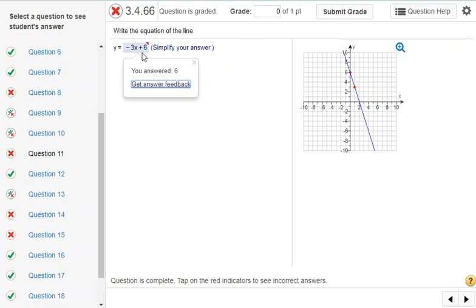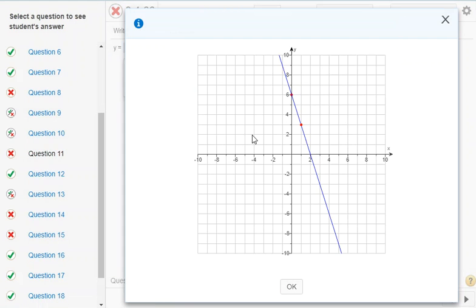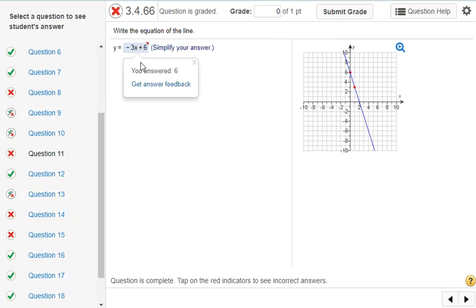The next one, find the equation. So the full equation, y equals mx plus b. You can find the slope: down 1, 2, 3 over 1. So the slope is negative 3, down 3 over 1, plus the 6 for the y-intercept. So you can see negative 3x plus 6 should be your equation.